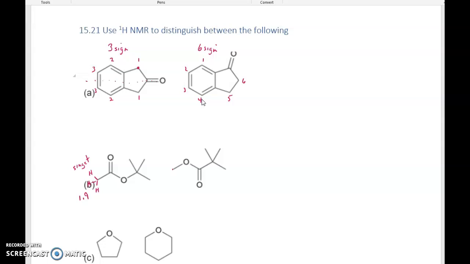The singlet here, this is also a singlet. But it will be at 3.9. It starts as a 0.9, and we add 3 to it because of this ester that's right here. I guess I could write that out.